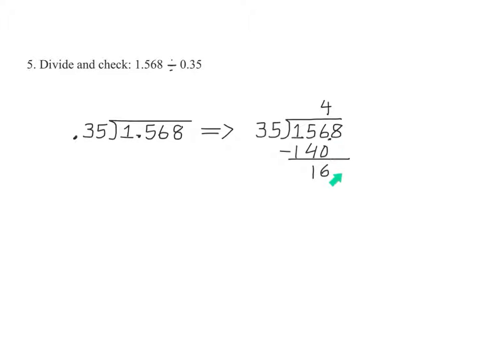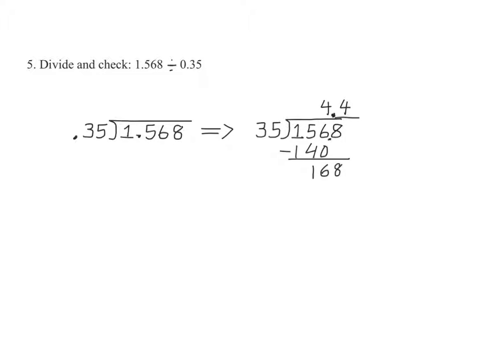We bring down the 8, and we ask ourselves, how many times can 35 go into 168 at most? And the answer again is 4. Now, before we continue, the decimal point has to be put in line on top of the dividing sign. It never moves once we've placed it.